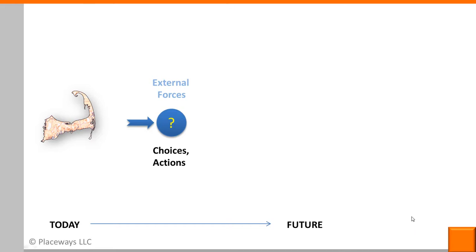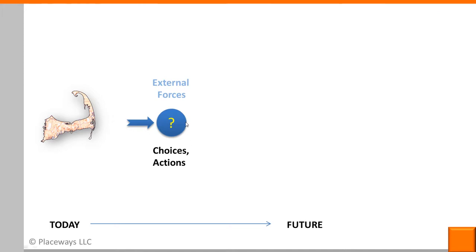Well, that depends in part on external forces that are largely beyond our control. Examples might be population growth or the economy. But it also depends partly on choices and actions we take today. Those can, if we choose, influence how our future plays out. The example here is planning policy.